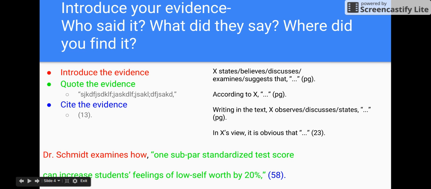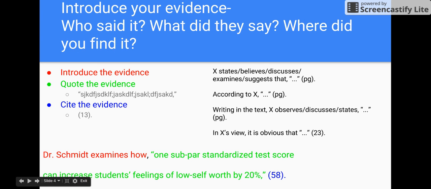So over here, I have some sentence starters that can help you introduce your evidence. And when I have X here, it just means whoever it was that said that, right? Because everyone's going to have different people that they're using in different sources. So you can say something like X states, or X believes, or X examines, or X suggests that, or according to X, or writing in the text, X observes, okay?